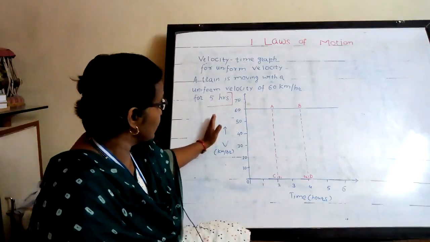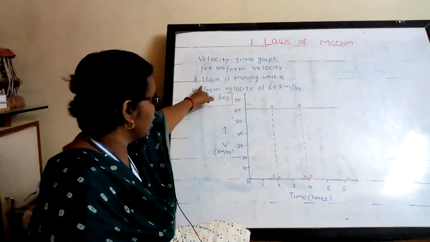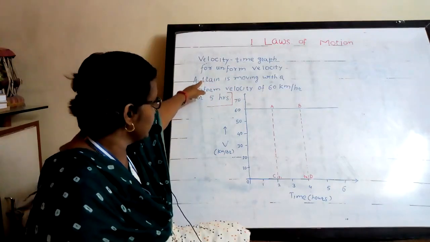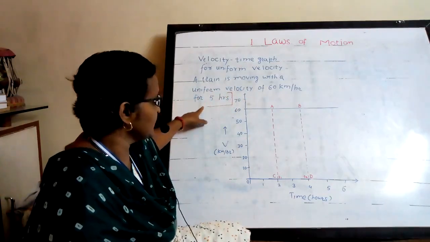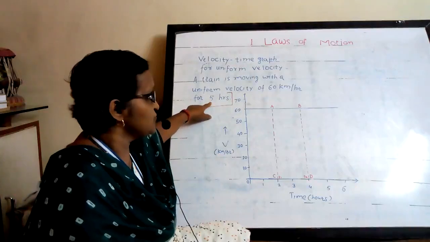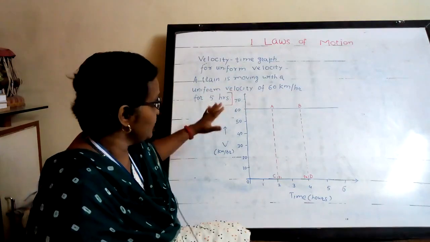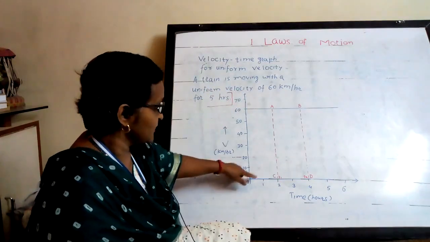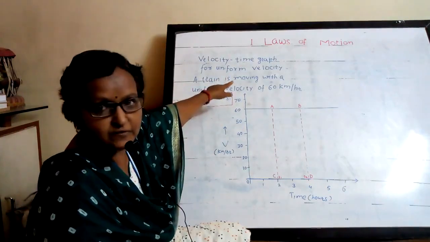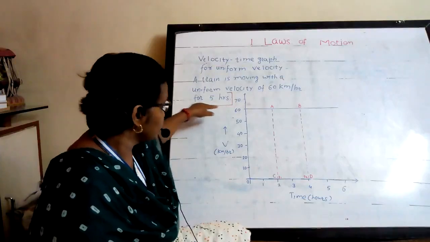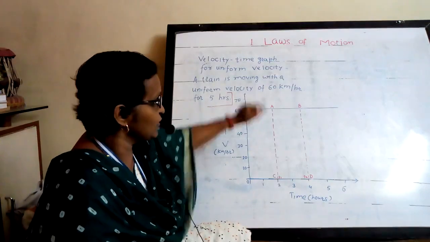Now one more graph we have to study, that is the velocity time graph for uniform velocity. An example is given in your book. A train is moving with a uniform velocity of 60 km per hour for 5 hours. It means the train is continuously moving at 60 km per hour. There is no change in velocity, so it is uniform velocity. The train is continuously moving for 5 hours at a speed of 60 km per hour.